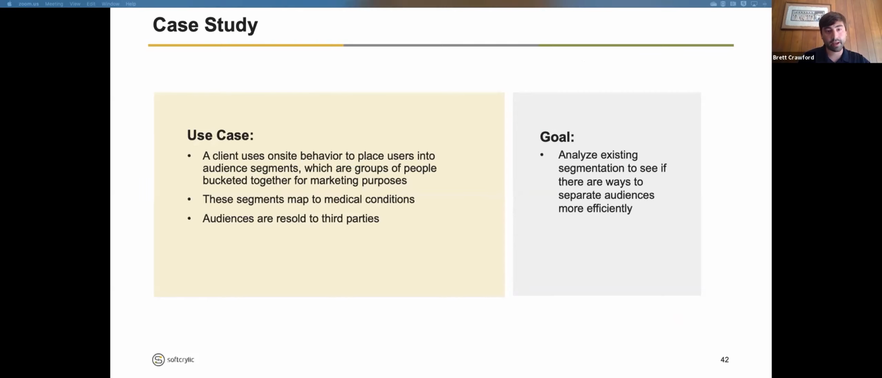So this client used on-site behavior from users to bucket them into different audiences. These audiences are based on medical conditions, and they are then resold to third parties. So our goal here was to look at their existing segmentation and see if there were any ways to improve it.